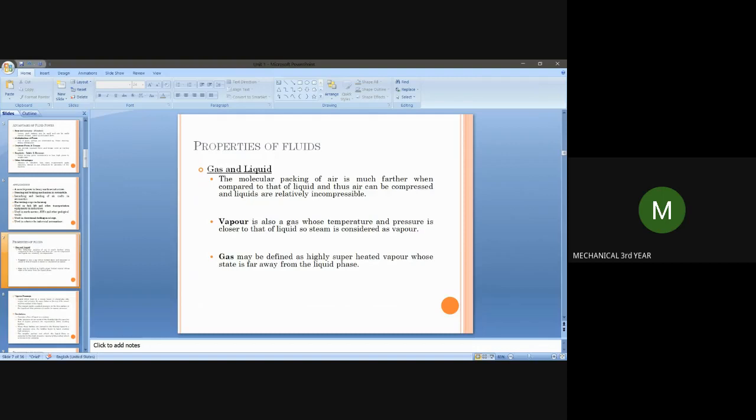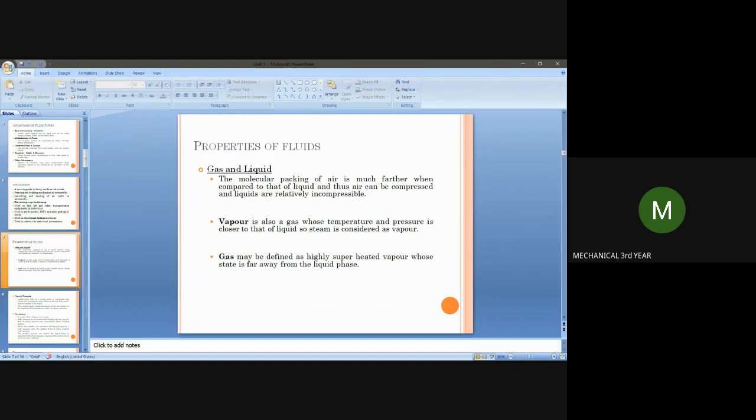We have properties of fluids. In the properties of fluids, we'll be discussing gases and liquids, and what is vapor and what is gas. Vapor and gas are quite similar; I'll discuss it in this slide. Regarding gas and liquid, the molecular packing of air is much looser when compared to that of a liquid. You all know that, compared to a liquid, the molecular interaction between the molecules of air is quite far.